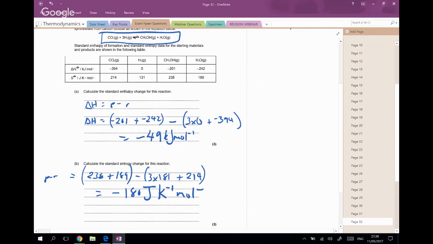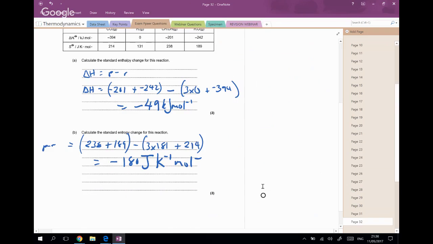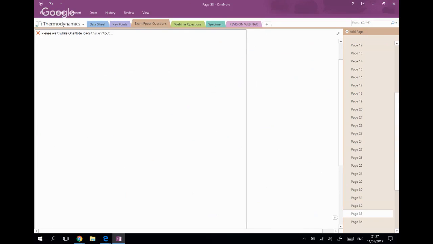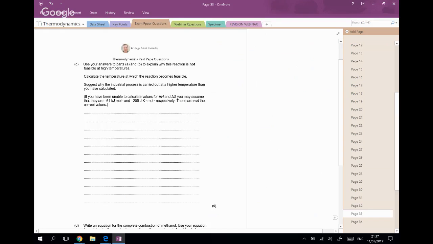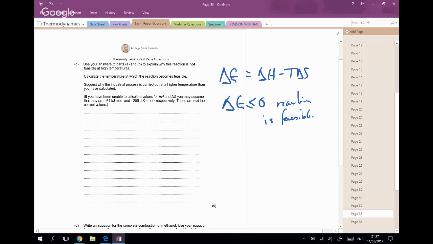Then we move on here. And we're asked to calculate the temperature at which the reaction becomes feasible. So key mark, delta G is equal to delta H minus T delta S. We're going to pick up a mark for that. The reaction becomes feasible when delta G is less than or equal to 0. So make sure you include those two statements. Feasible. Okay, and then we've got to use some data.